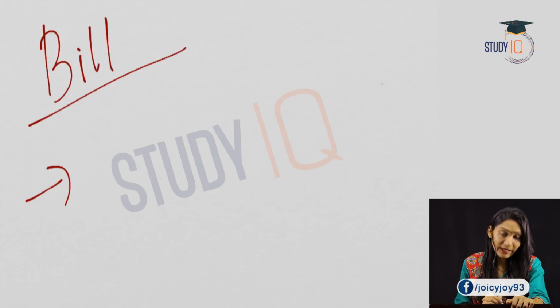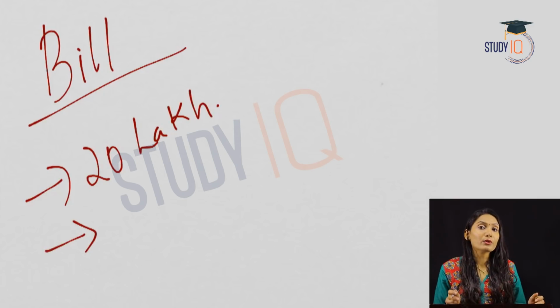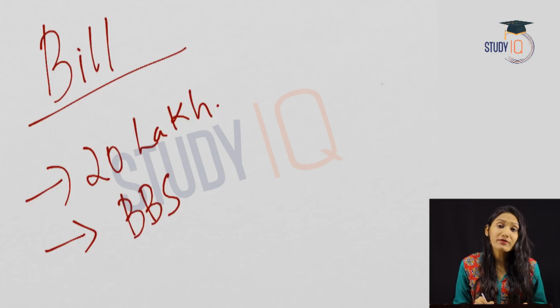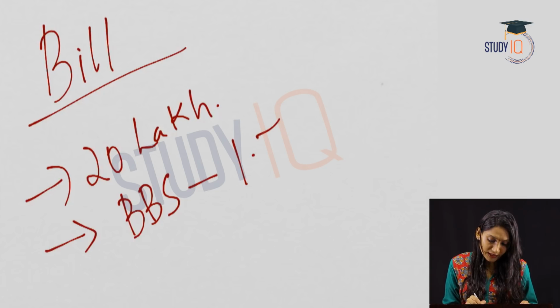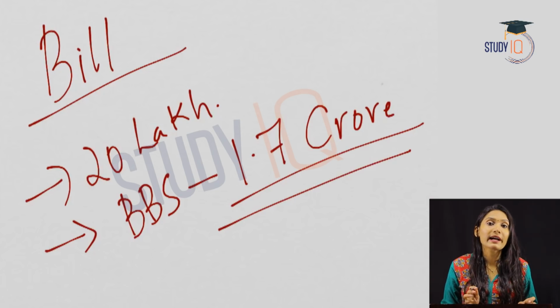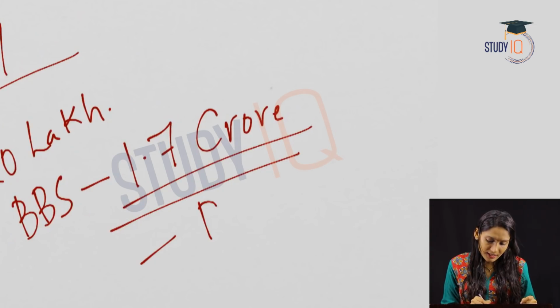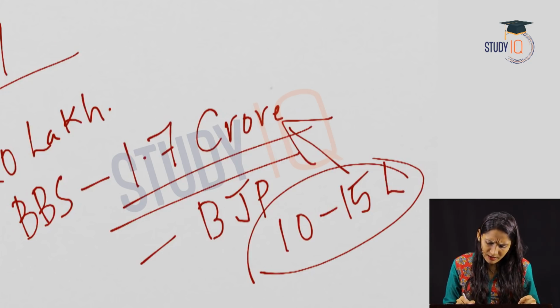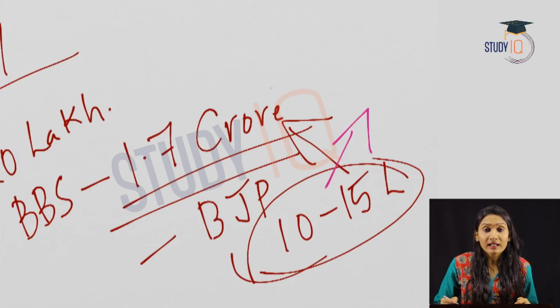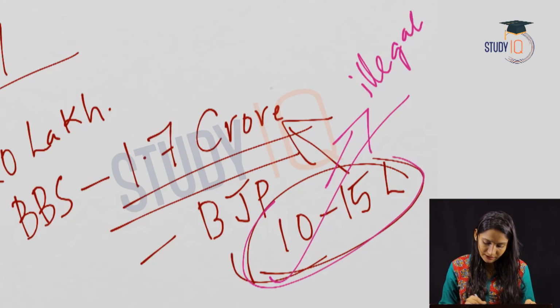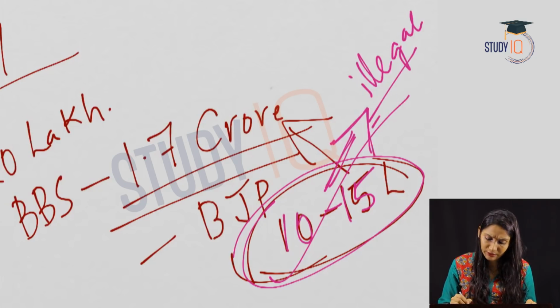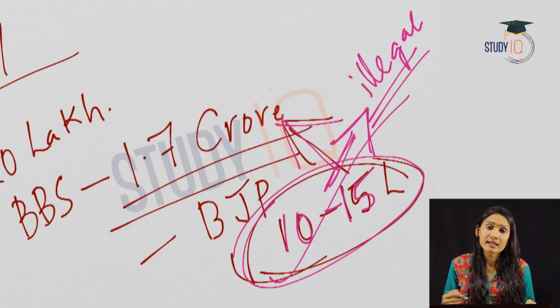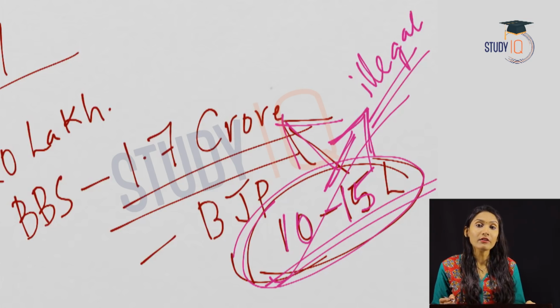There are almost 20 lakh Bengali Hindus who are living illegally in India. 20 lakh. And according to the Bangladesh Bureau of Statistics, if this bill is passed, around 1.7 crore Bangladeshi Hindus will acquire Indian citizenship. And according to the BJP spokesperson, this is going to be 10 to 15 lakhs only, not 1.7 crore. Since this bill is with regard to illegal migrants only, the number cannot be anywhere near 1.7 crore or such huge numbers. This will be around 10 to 15 lakh illegal migrants.